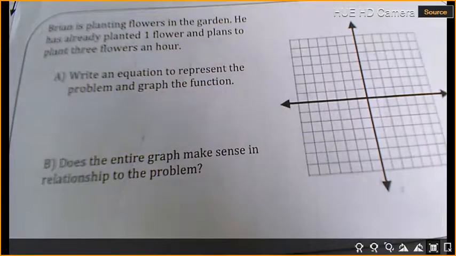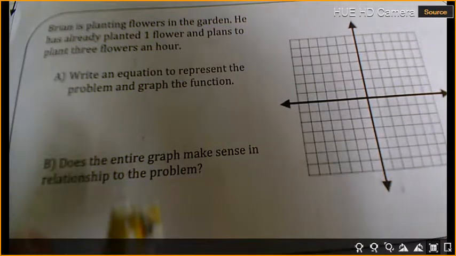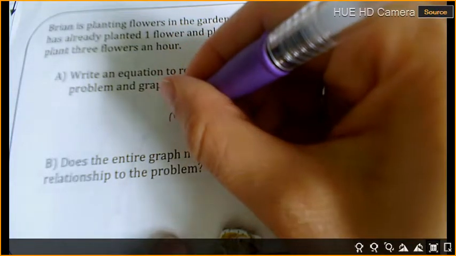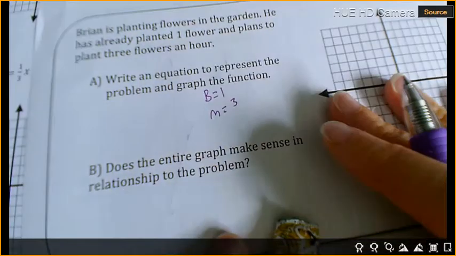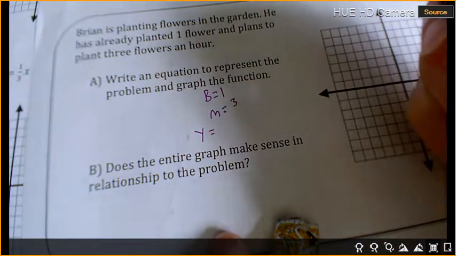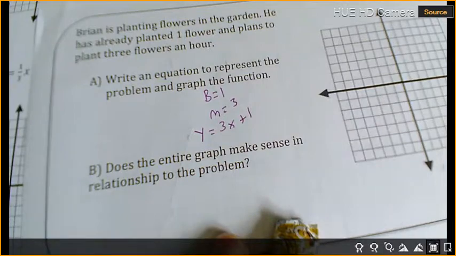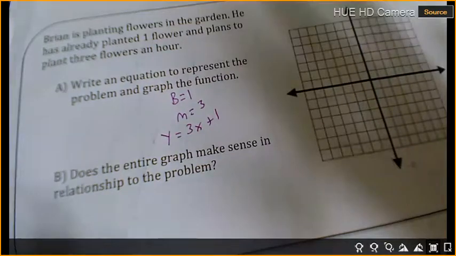Okay, remember the y value is the initial where you start. So that's the y. So b is 1. Okay, so that would make m what? 3. Right? And so the equation is going to be y equals, what's m? 3x plus 1.